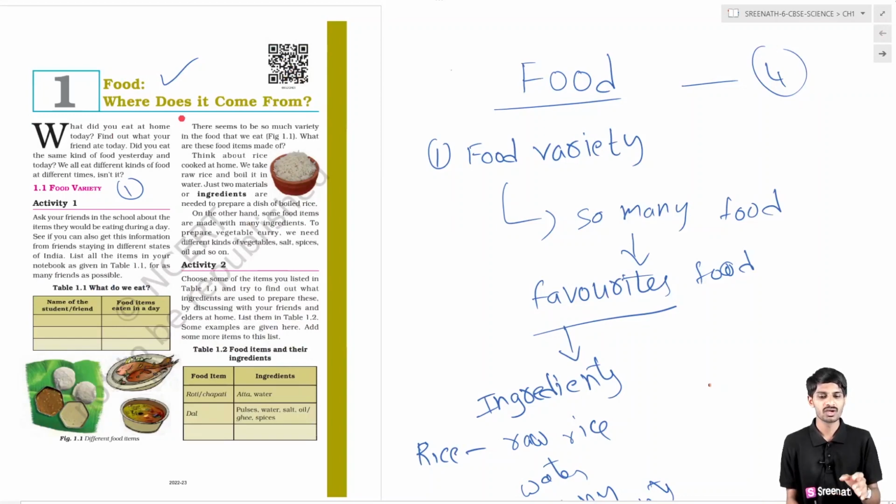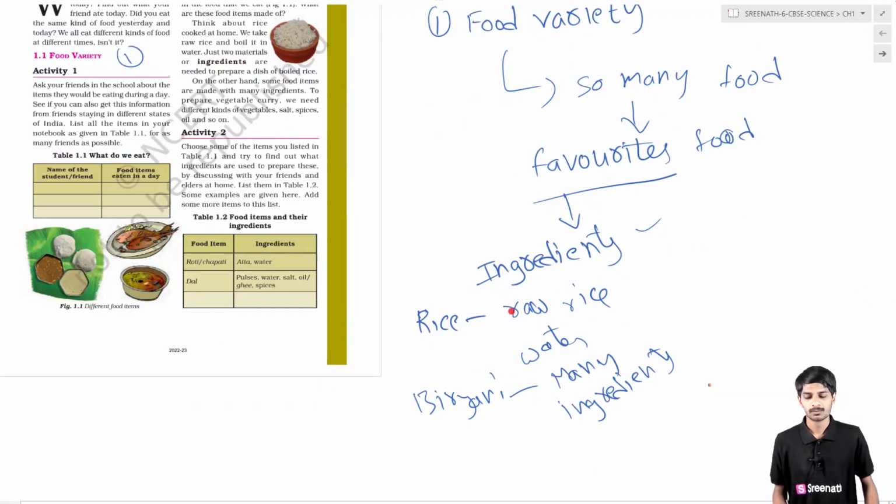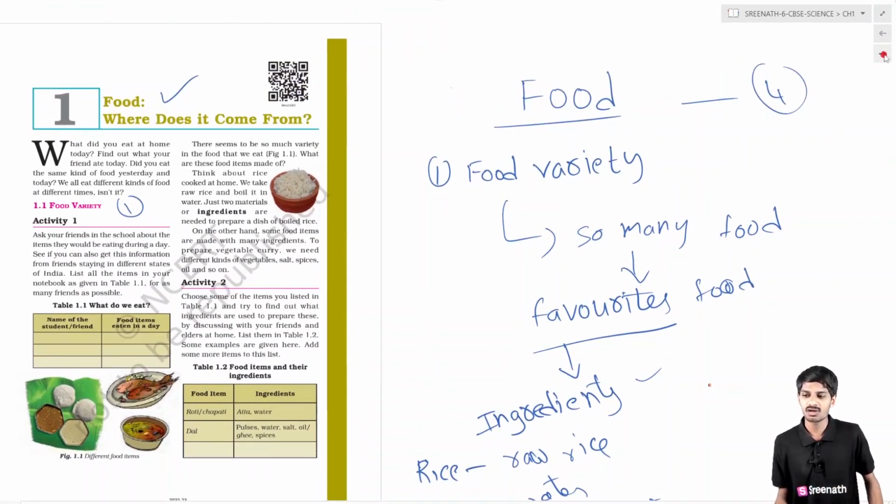First, food: where does it come from? How are we getting food? There are so many delicious, different varieties of food. We get that food from different ingredients, which means we are using different types of ingredients to prepare food. For preparing rice we use only two ingredients, raw rice and water. For preparing biryani we use so many ingredients. Finally, food is prepared using different types of ingredients.